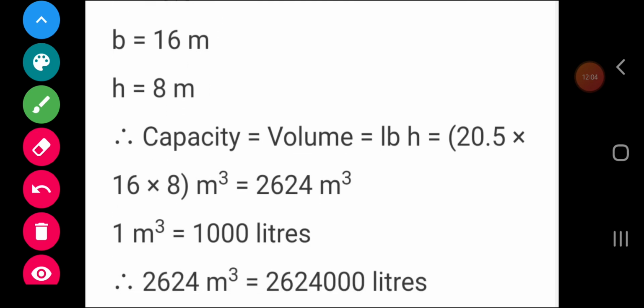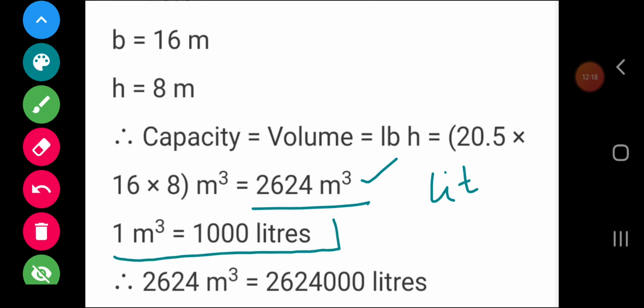The value is 2624 meter cube. Here the given unit is meter, so the capacity is in meter cube. We need to find the volume in liters, they said. So we have to convert meter cube to liters. We know that 1 meter cube equal to 1000 liters.